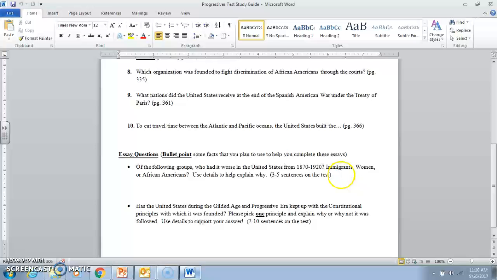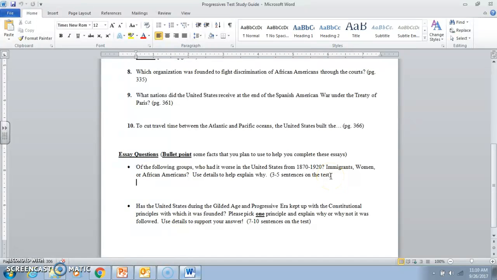I'm looking for 3 to 5 sentences on the test. However, I want you to bullet point these answers on the study guide. Do not write the full essay out. Just give me brief points of what you might provide. Just give you some sort of preparation. That way you know what you're going to say. Because if you don't prepare for it, obviously it's going to be a lot more difficult for you to write up a full essay on the test.